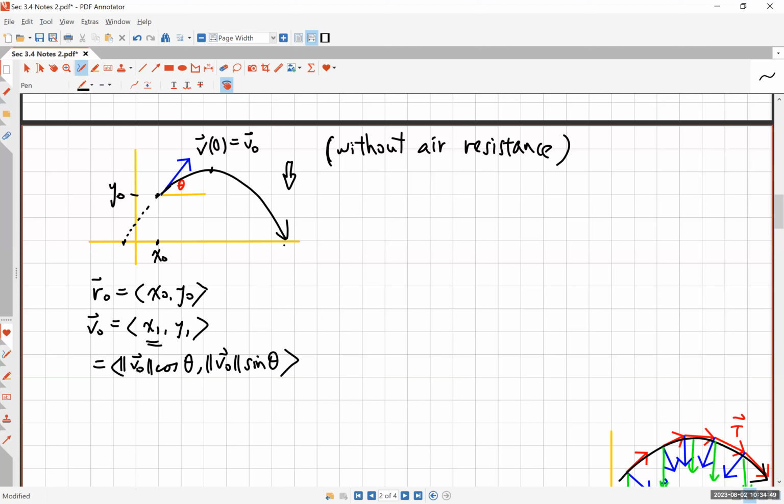Basically, any projectile, neglecting air resistance and winds, is going to fly along a parabolic path, a second degree quadratic function. So here's the initial position. In this case, the initial position is x naught, y naught, and that's given here. And then you are given the initial velocity.